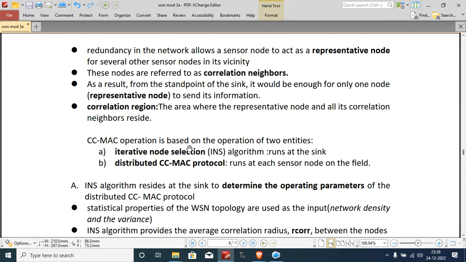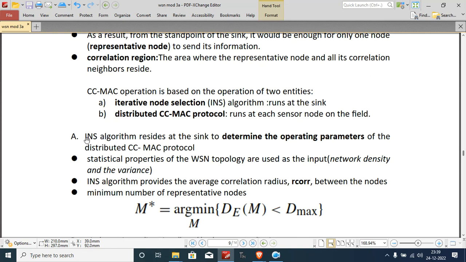So CCMAC operation is based on the operation of two entities. One is INS and the other one is the distributed CCMAC protocol. So let's first go through INS, that is iterative node selection. The INS algorithm resides at the sink to determine the operating parameter of the distributed CCMAC protocol. Statistical properties of the WSN topology are used as input. So the input fed in will be the network density and the variance value of this topology.